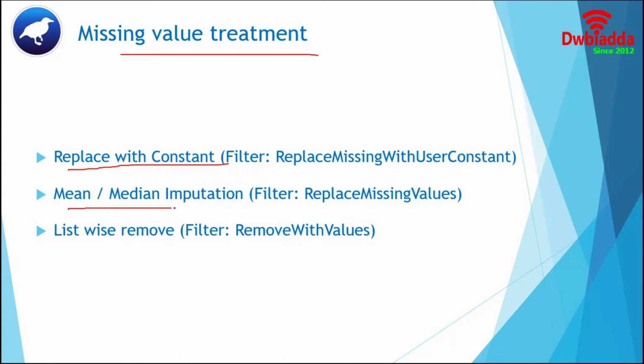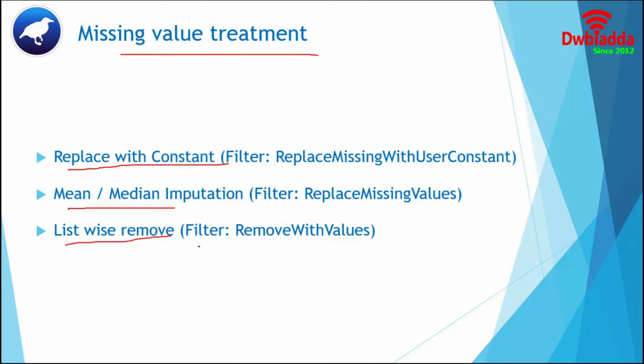Second one is mean median imputation. This is the best choice for numeric data columns. Finally, list-wise removal. This is the worst choice, but if we fail to use the first two methods, this is the best option. Suppose in a nominal data column, we have three attributes and they are in uniform distribution. So we cannot use the first method or the second method. So we will go for the removal option.